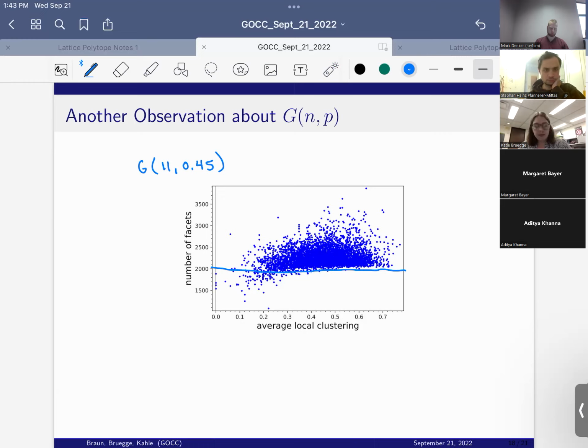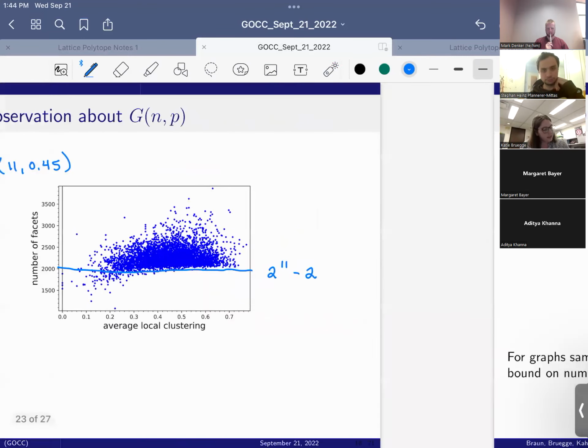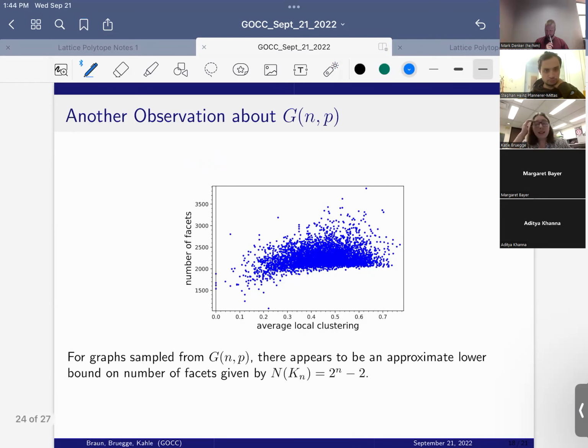It's seeming like we have this lower bound occurring approximately at 2 to the 11th, or more specifically, what I believe to be true is at 2 to the 11th minus 2, 2046. Okay. We saw this in just about every sample we looked at, that there appears to be an approximate lower bound for the number of facets of our G(n,p) graphs occurring at 2 to the n minus 2, which is also the number of facets that we get from the complete graph on the same number of vertices.